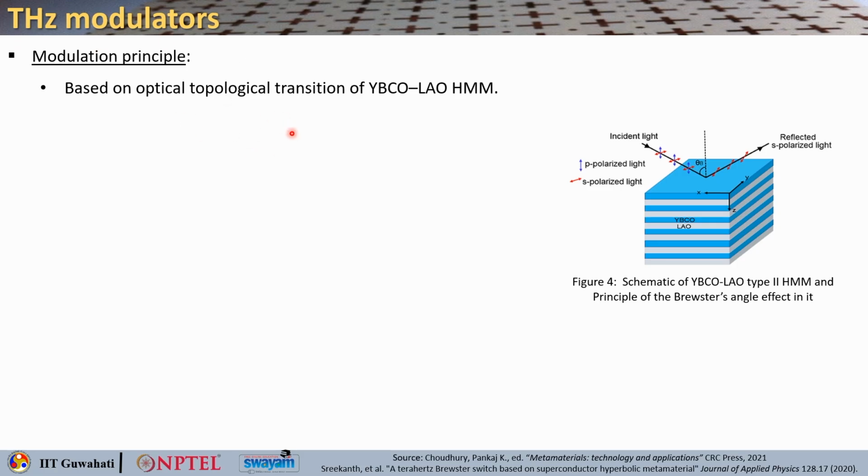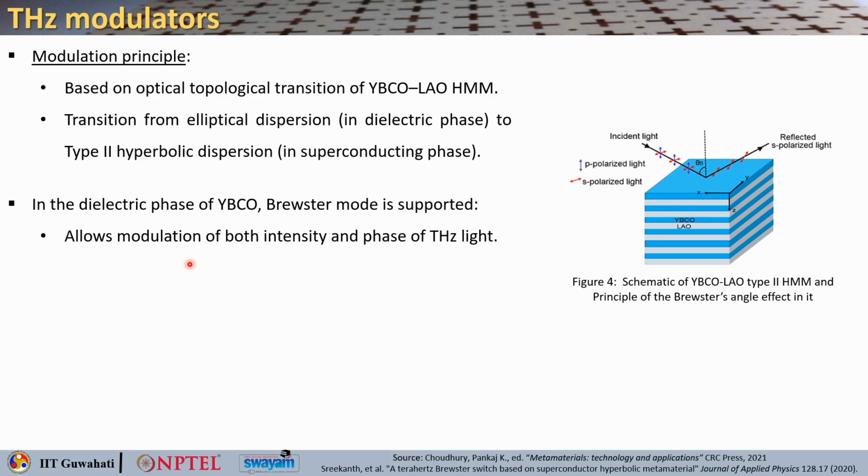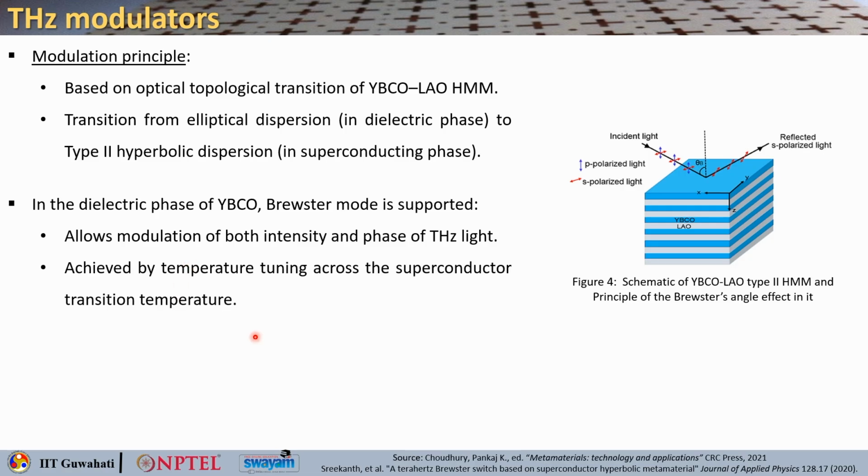So, let us look into the modulation principle for this kind of device. As I mentioned, this is the YBCO and LAO type 2 HMM, and we will see the principle of the Brewster angle effect in it. The transition from elliptical dispersion in the dielectric phase to a type 2 hyperbolic dispersion in the superconducting state happens in this particular material. The dielectric phase of this YBCO is where the Brewster mode is supported, and that allows modulation of both intensity and phase of the terahertz light.